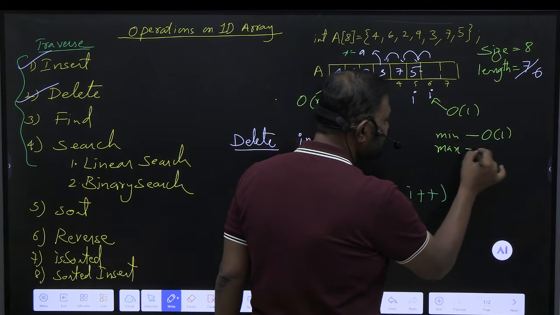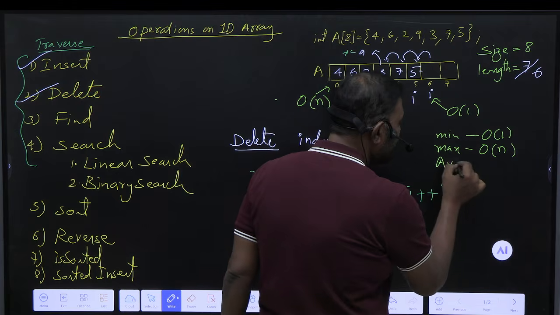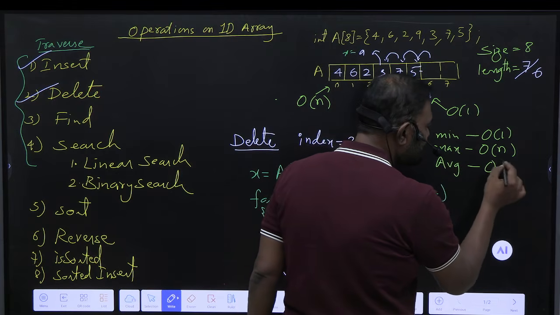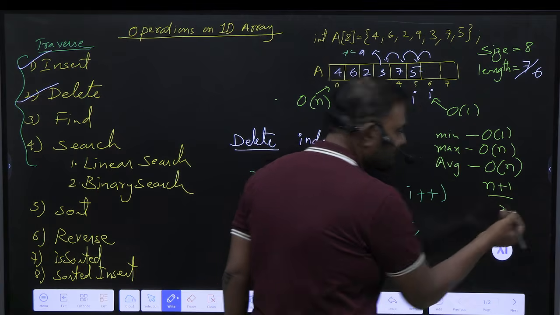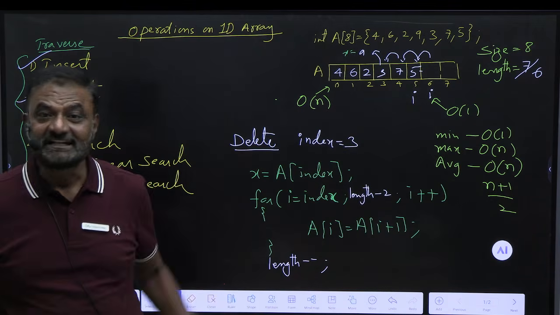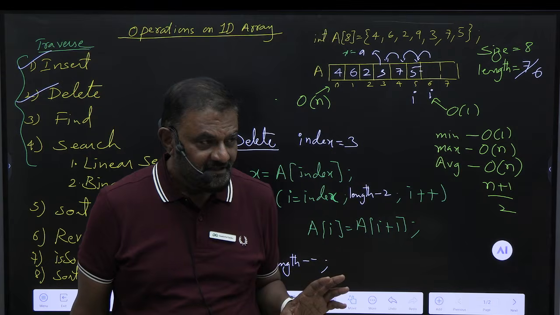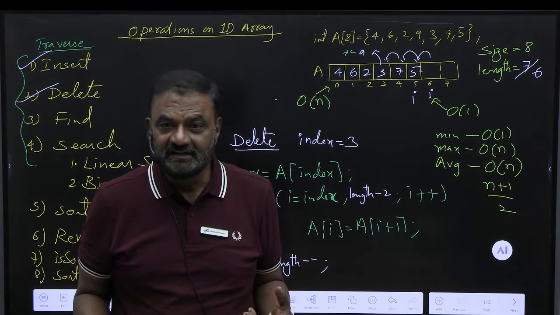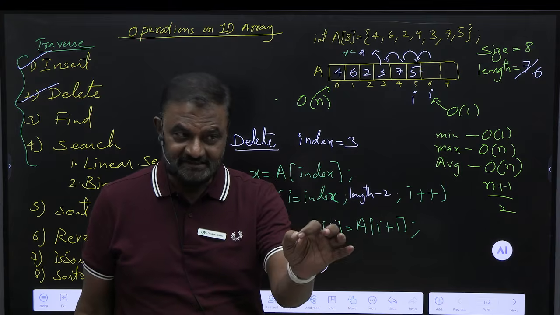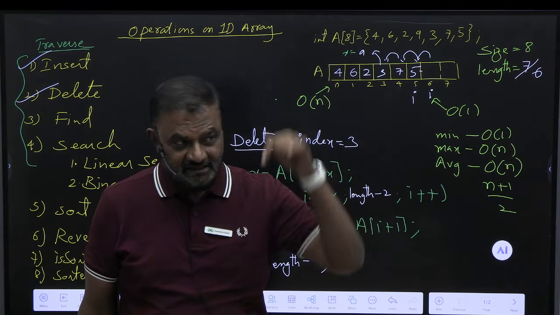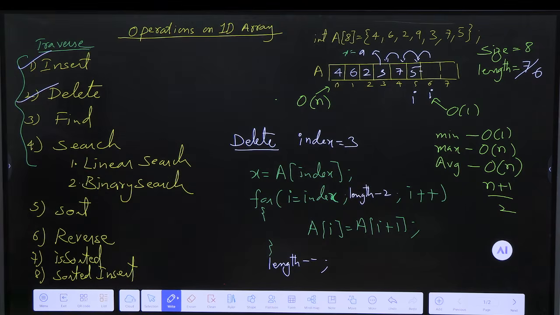Maximum time is how much? Order of n. That is from the left hand side. And average time is how much? This is the same as that. It's order of n, that is n plus 1 by 2. So the analysis for deletion is also the same, because a similar thing is involved here, that is, you are shifting the elements. Time spent on shifting the elements. There also the time was spent on shifting. Here also time is spent on shifting only. So the analysis is the same as that one.